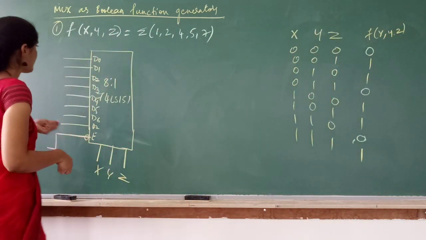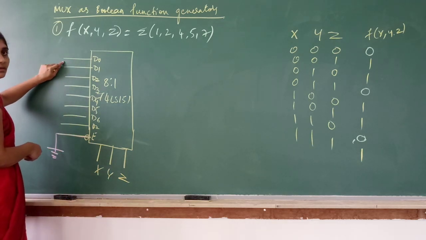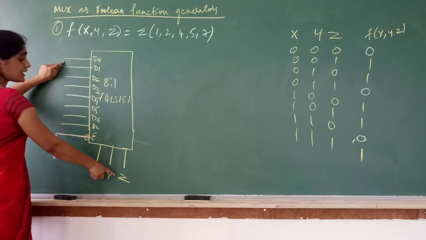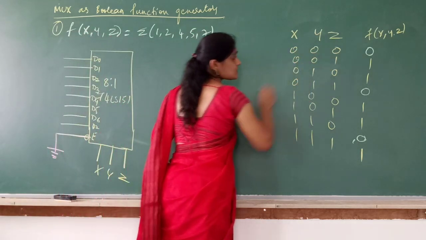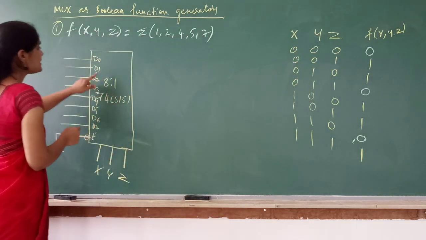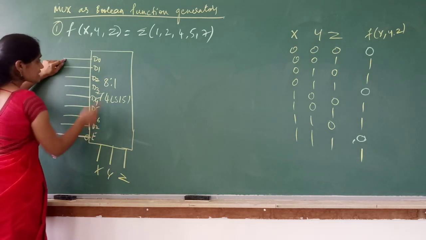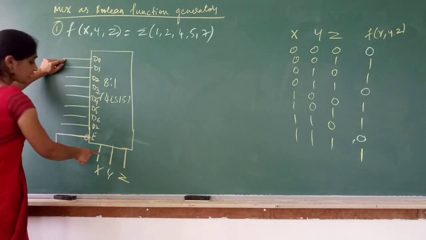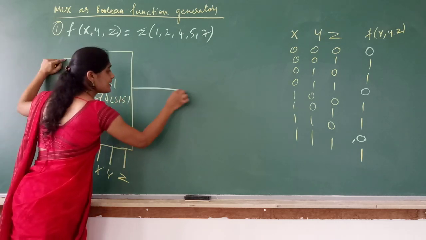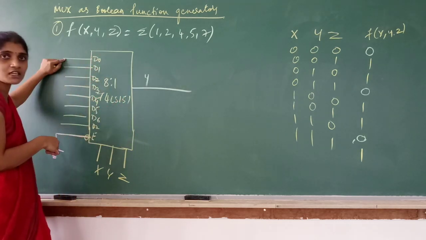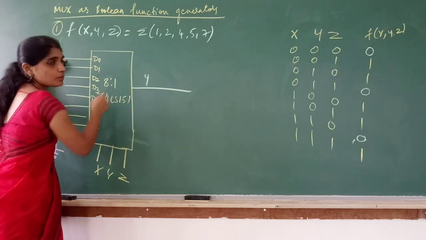So now, if you give x, y, z as 0, 0, 0, what happens in the multiplexer? It selects D0. Am I correct? Depending on the select inputs, 1 out of 8 input lines will be selected and that will be sent to the output. The logical value of that input will be sent to the output.